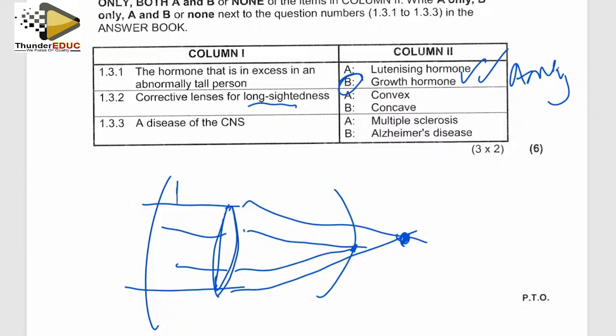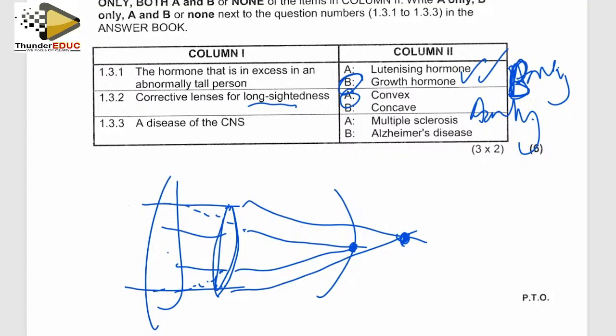So how do I correct it? I have to put on a concave lens, did I say concave? Convex lens, so that this light can be diverged before it reaches here. By the time it reaches here, it will be able to be focused onto the retina. So basically it is a convex lens. So the answer is A only. Oh, here I said B only. This is B only, then this is A only.